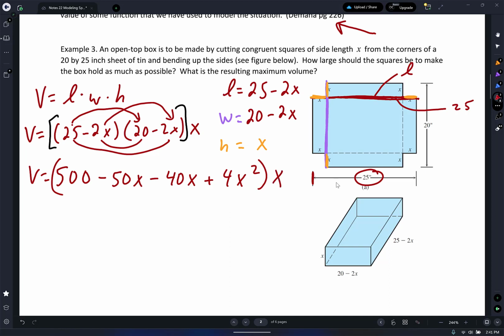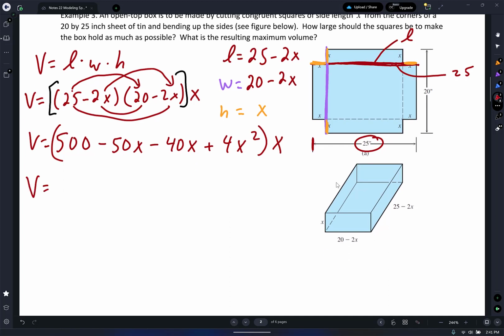I'm going to go ahead and distribute that X, and I'm going to write the highest degree in the front because I like to have the highest degree in the front. My volume expression is 4X cubed, and then I'm going to combine like terms. What's negative 50 minus 40? So negative 90X squared, when I multiply by that X, plus 500X. Are we okay so far? All right. This is what I want to maximize. What do you want to maximize? Say volume. So because this is what I want to maximize, this is what I'm going to take a derivative of. Good job. We're getting it.